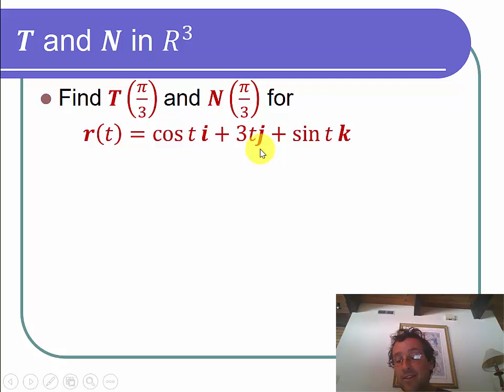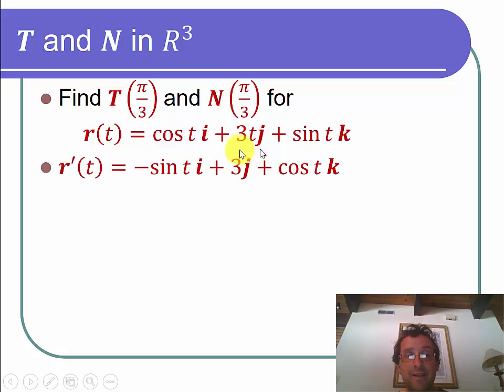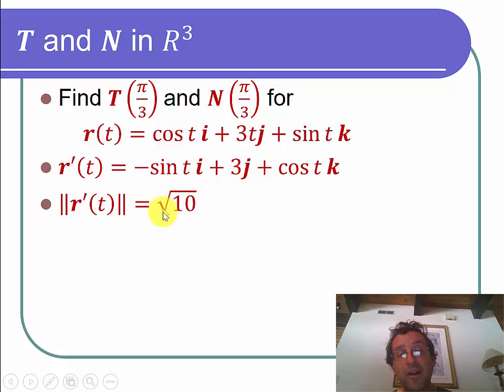So let's go find out the derivatives. So r prime of t: the derivative of the cosine of t is negative sine of t, so I have negative sine of t i. The derivative of 3t is 3, so plus 3j. And the derivative of sine of t is cosine of t, so plus cosine t k. If we take the magnitude, notice that we get a sine squared of t plus cosine squared of t, and that's just 1. And then we have plus 3 squared, so we get 1 plus 9, which is 10, and then the magnitude gets a square root, so the magnitude of r prime of t is the square root of 10.